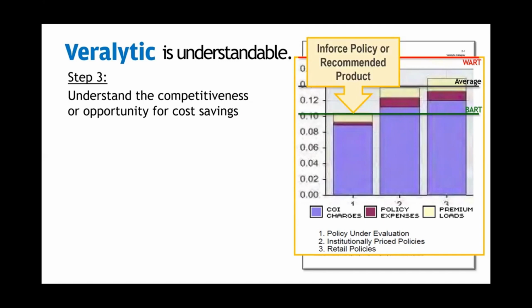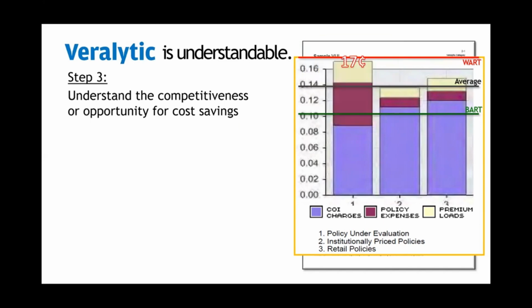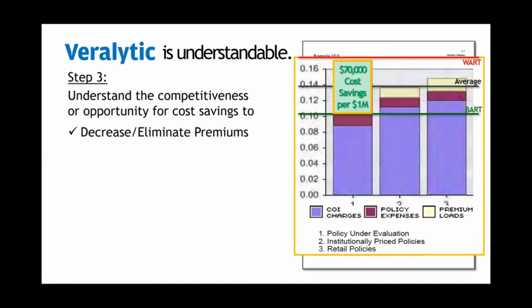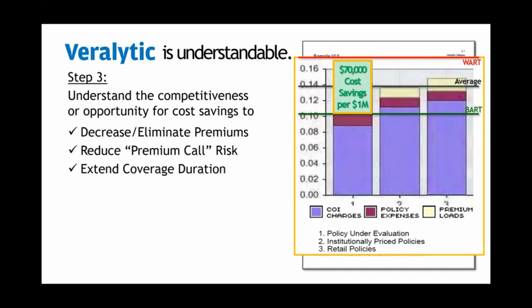It's also just as easy to see when costs are high, and to calculate potential cost savings using simple math. These cost savings could be used to decrease or eliminate premiums otherwise required, reduce the growing risk of a premium call, extend the duration of coverage, now that more people are likely to outlive their coverage, increase or add benefits like long-term care, or distribute account values no longer needed to cover high costs and reinvest these excess account values elsewhere.